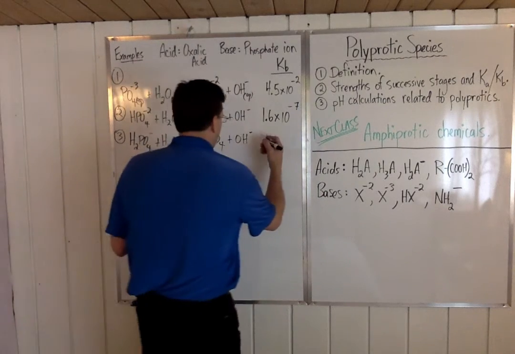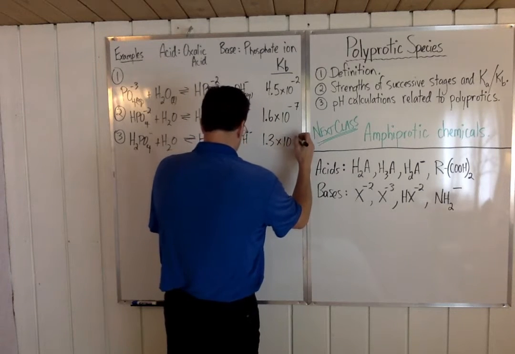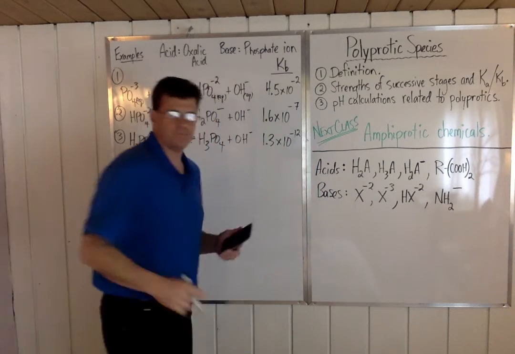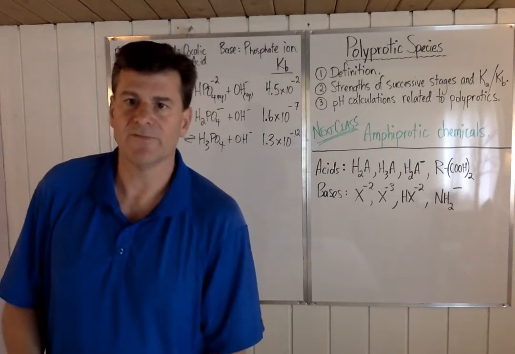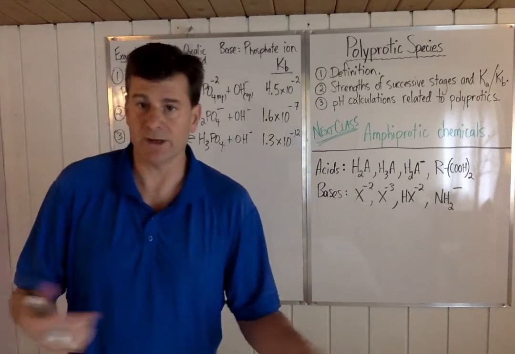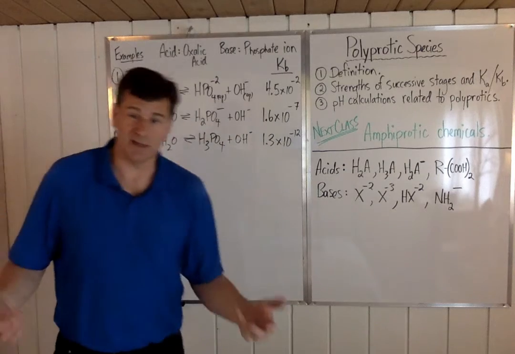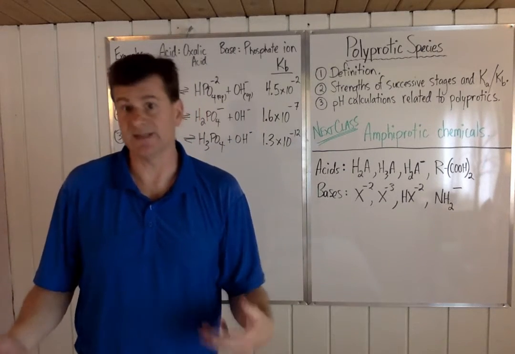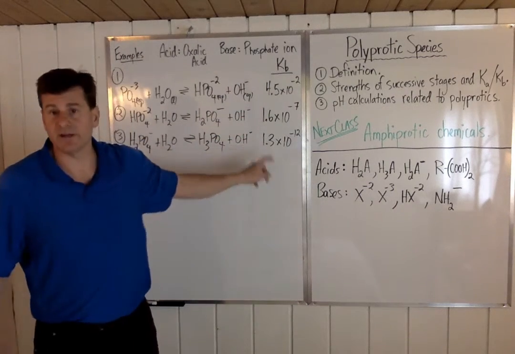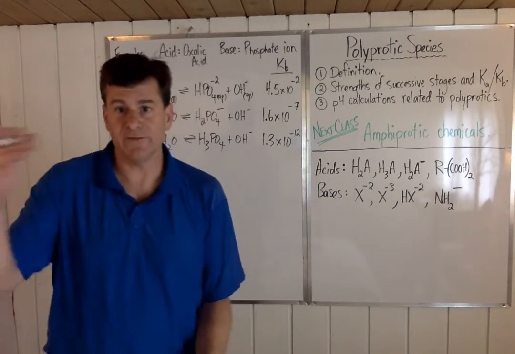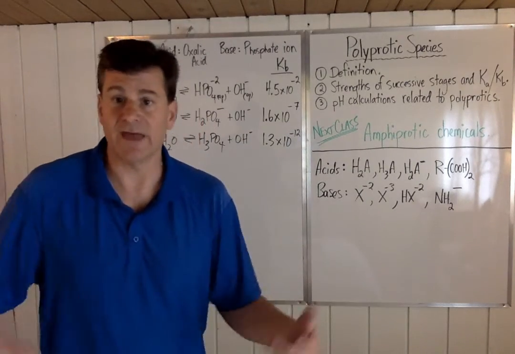And I get 1.3 times 10 to the negative 12. So you can see that each stage, the actual base involved is getting weaker and weaker and weaker. From there to there is approximately 100,000 times, because that's 10 to the 5th, about 100,000 times weaker. Then again, it's about another 100,000 times weaker. So every stage is producing less and less hydroxide relative to that very first stage.